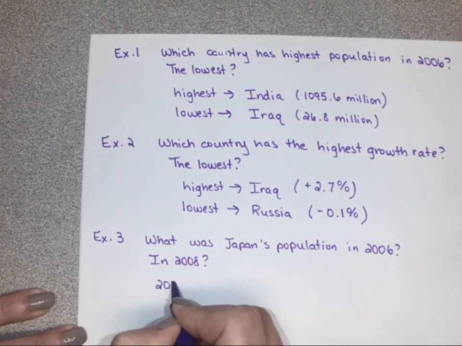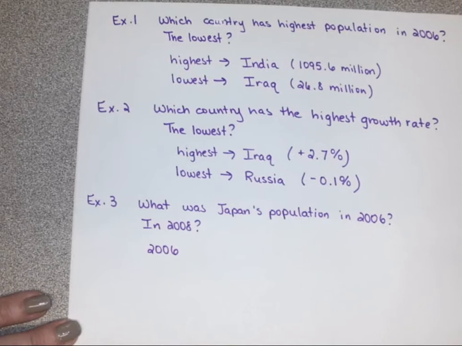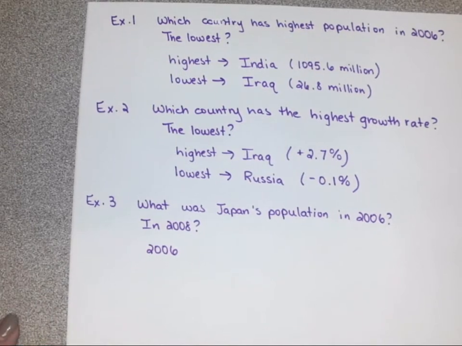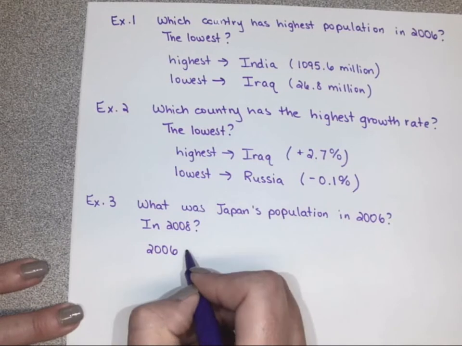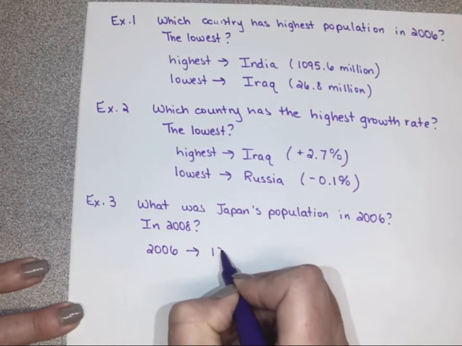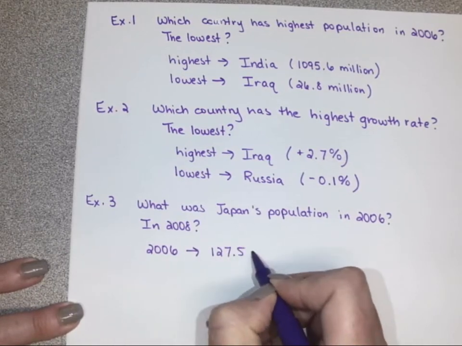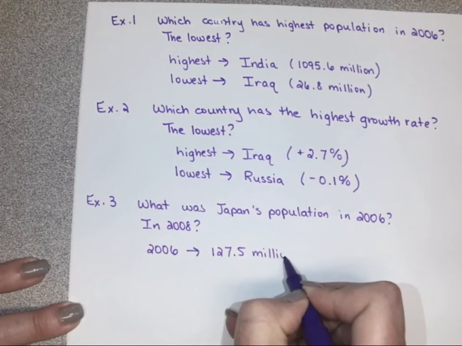2006 is the beginning of what we're looking at, right? So we already know that value. We already know the starting amount, and I took the paper down, but you should still be able to look back at it. So what was the starting amount for Japan? Wasn't it like 127.5 million?